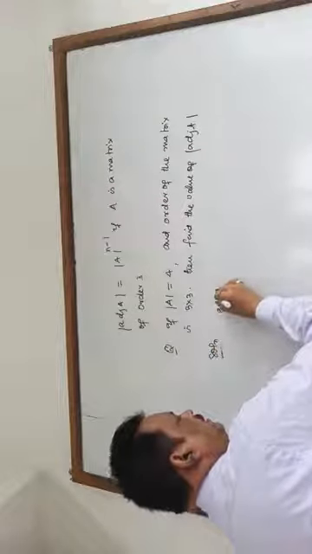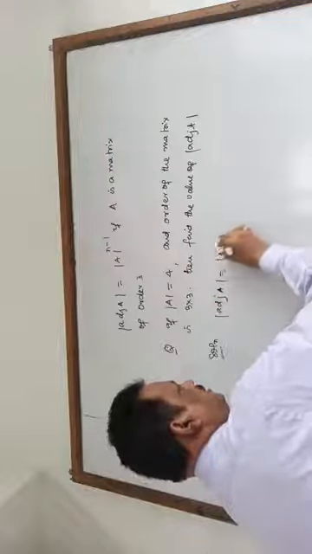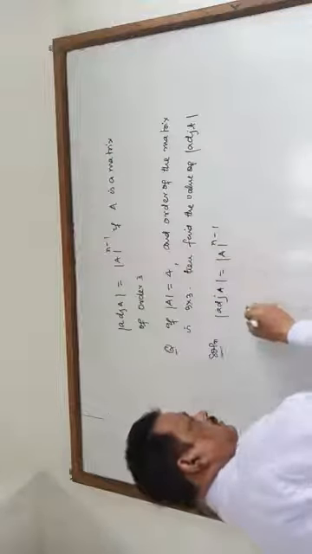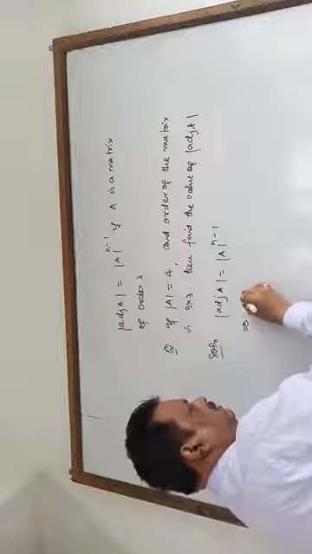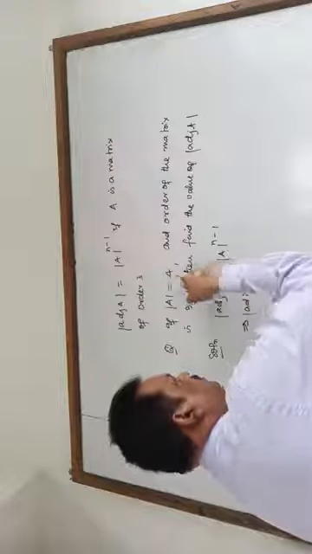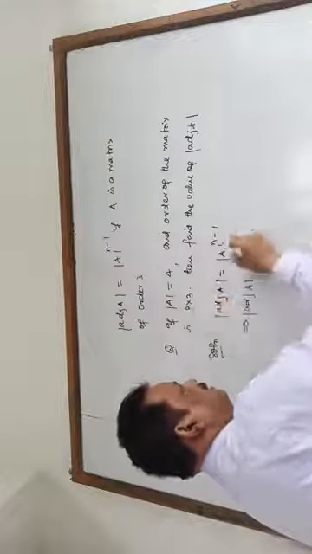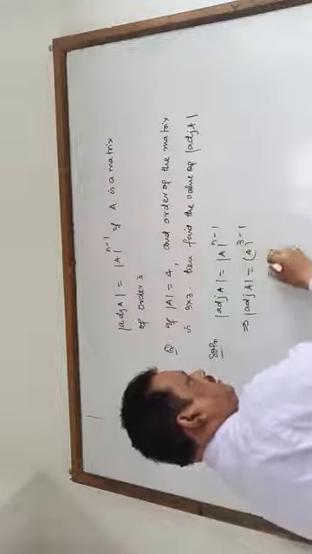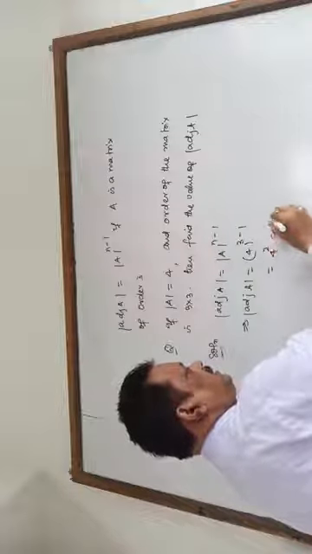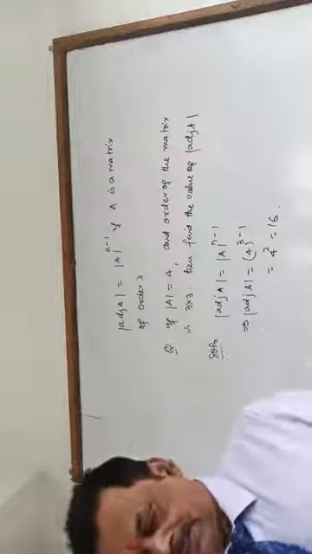Determinant of adjoint of A is determinant of A power n minus 1. So determinant of adjoint of A is 4 power n minus 1. What is n? 3. 3 minus 1, that is 4 square, which is 16. So you get one more question like this. So let's take one more question.